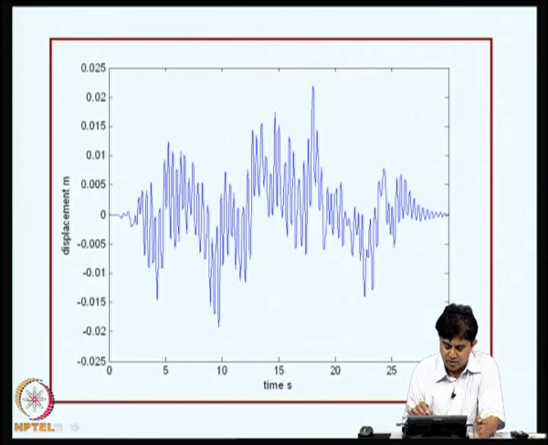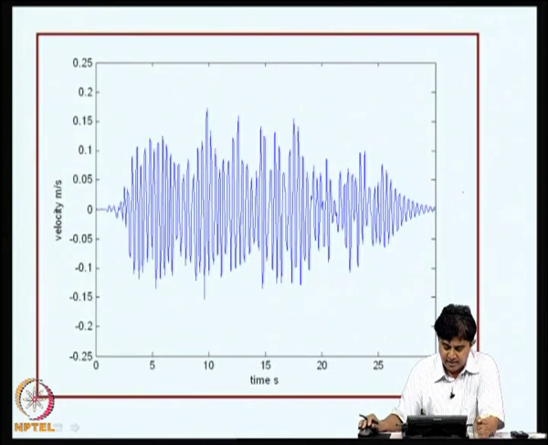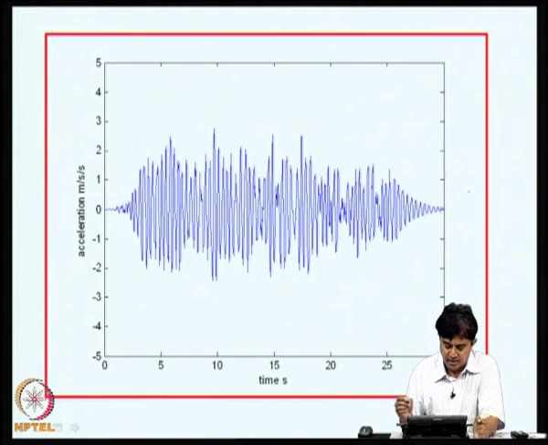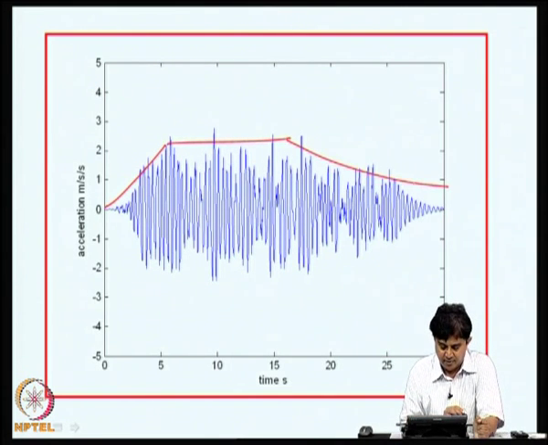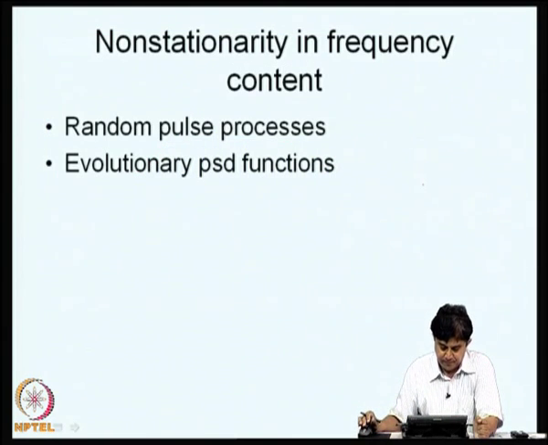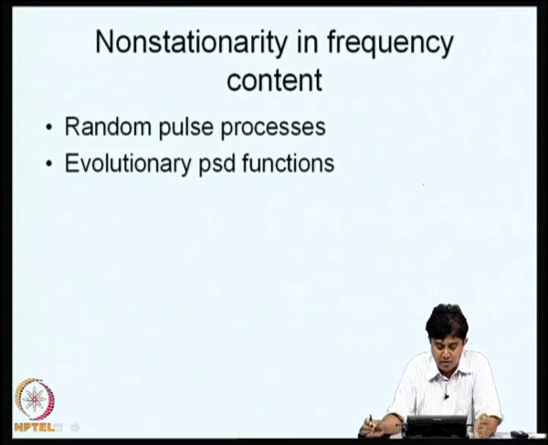This is a sample of a displacement. We can clearly see there is a non-stationary trend. This is velocity, this is acceleration. So the envelope here is something like this. Now, how about the problem of treating non-stationarity in frequency content?